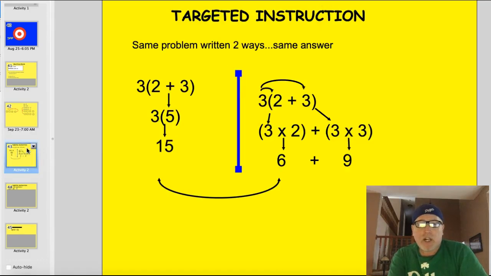And so let's just take a look at another problem here. Here is 3 times a quantity of 2 plus 3. Now the way you would evaluate this, written in this form, you do the 2 plus 3 first, which is 5, and take the 3 times 5, and you have your 15. In the same problem, I could distribute out this 3. I could say I'm going to take the 3 times 2 and get 6. I could take the 3 times 3 and get 9, and I could add those together and get 15. Same answer, okay?